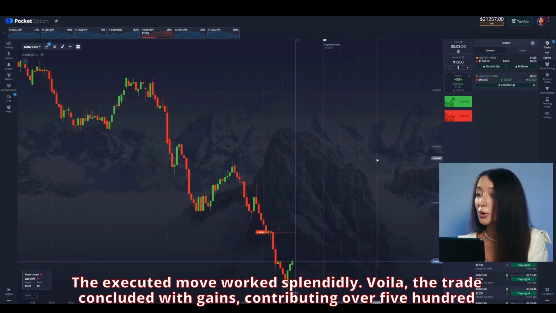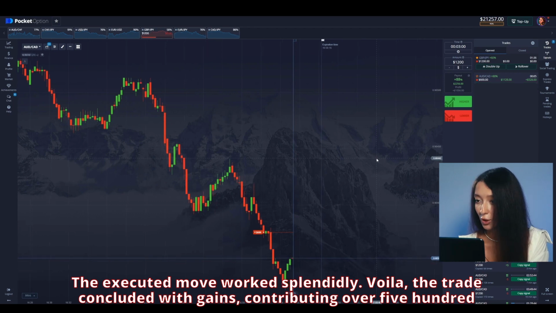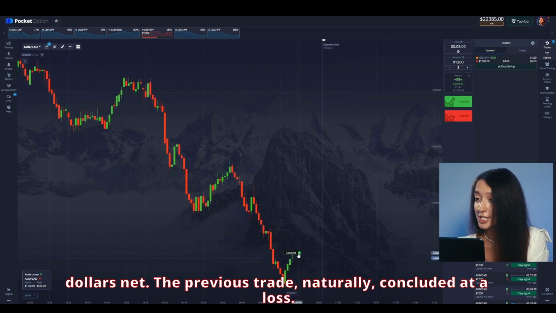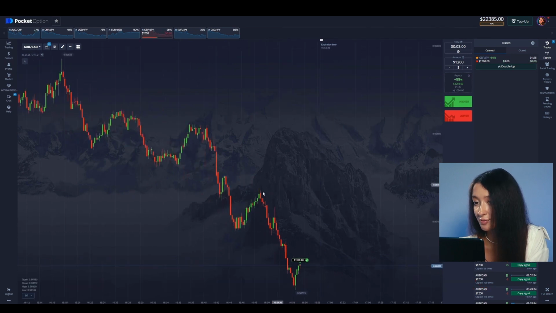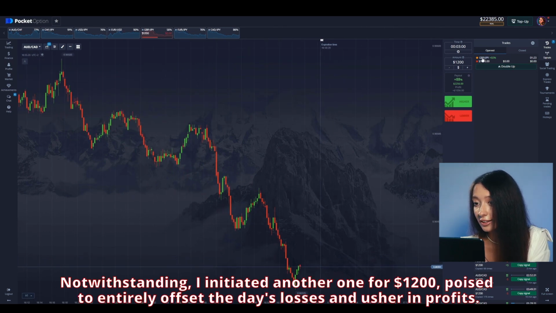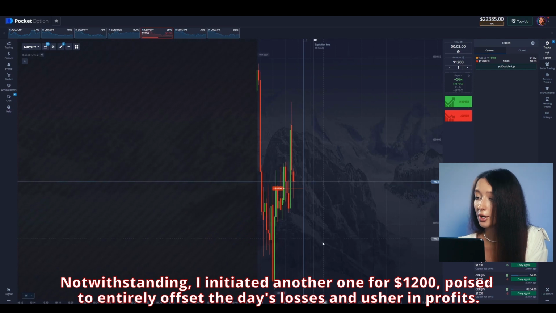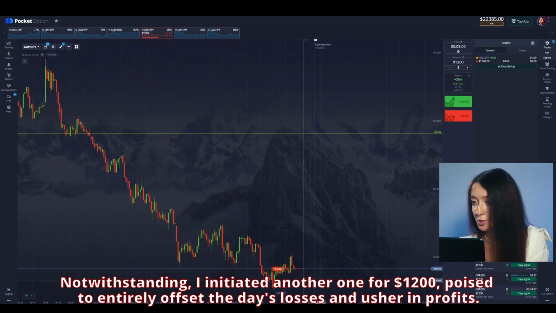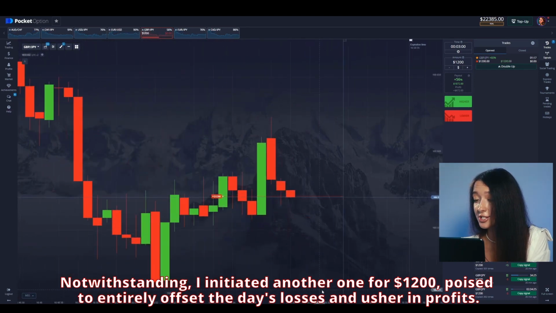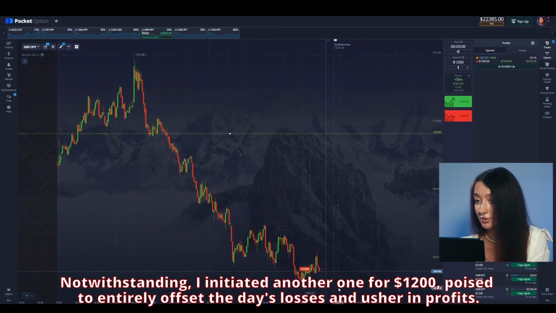The executed move worked splendidly. Voila, the trade concluded with gains, contributing over $500 net. The previous trade naturally concluded at a loss. Notwithstanding, I initiated another one for $1,200, posing to entirely offset the daily losses and usher in profits.